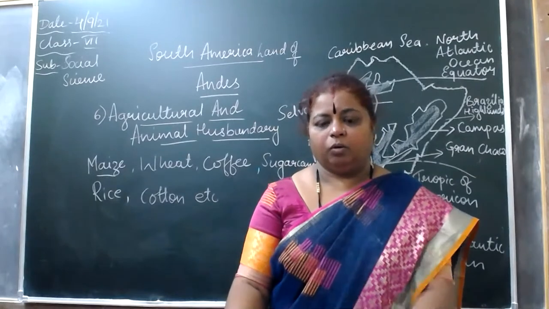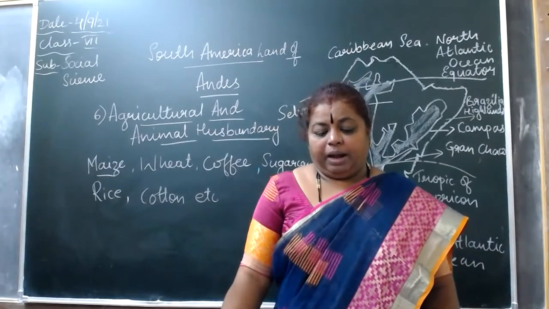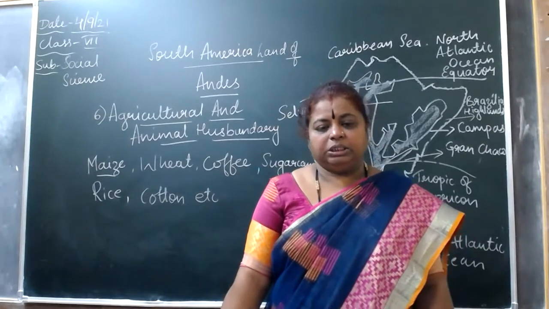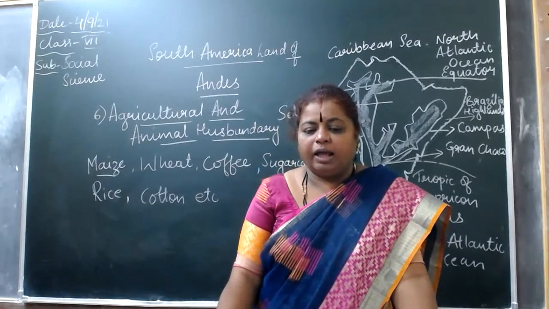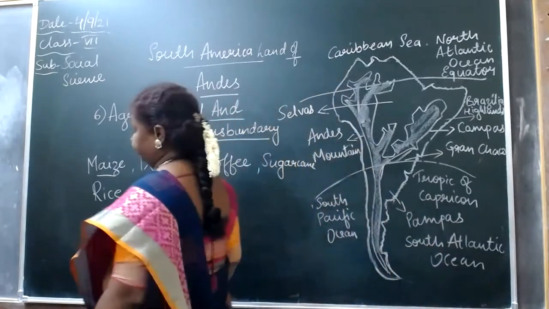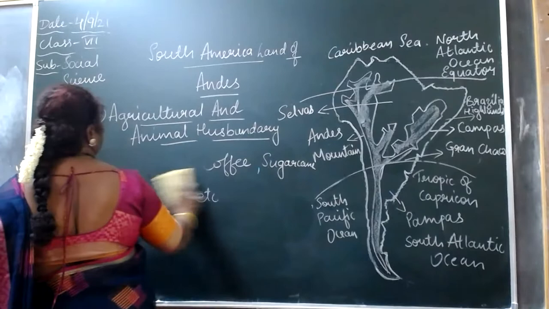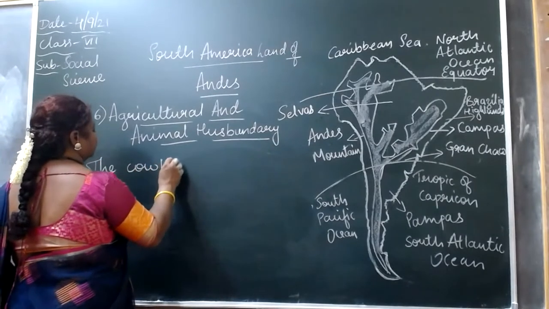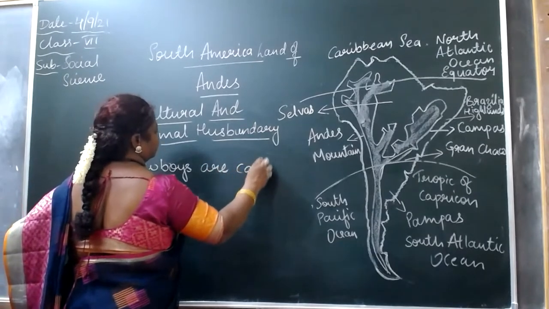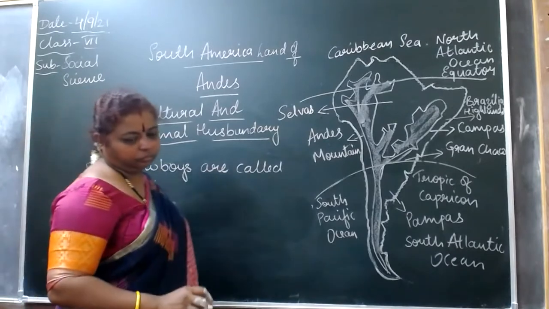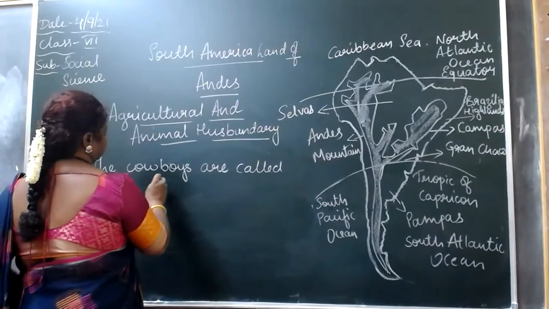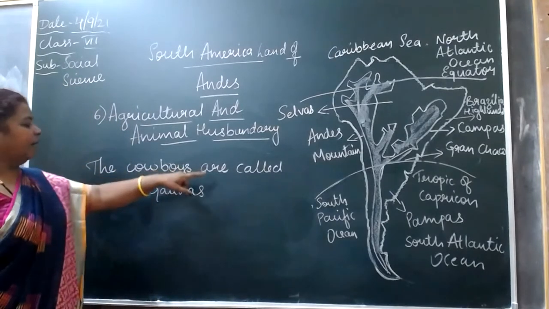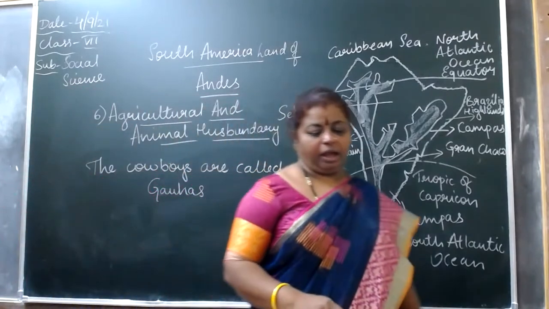The Patagonia plains and mountains, with poor pasture, are meant for sheep rearing. There are cowboys called gauchos in South America.